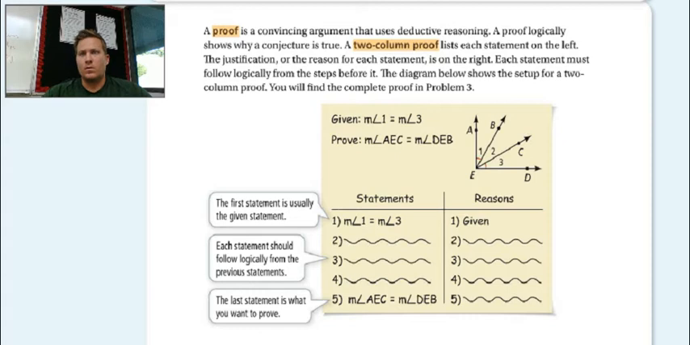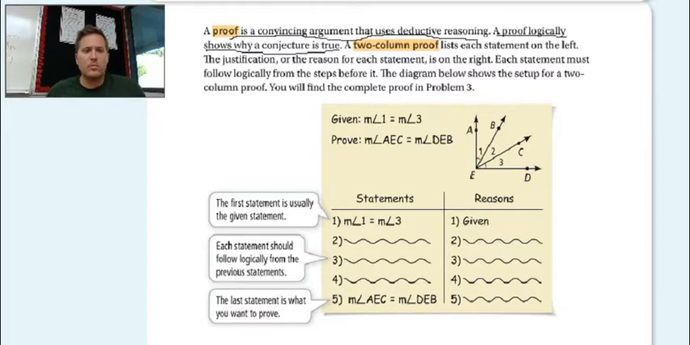Okay? So what is a proof? Again, we talked about it a little bit. A proof is a convincing argument that uses deductive reasoning. We've talked about inductive reasoning and we've talked about deductive reasoning. When we're doing a proof, we are using deductive reasoning, which is facts and statements. Remember when we did inductive, that was looking at patterns. But with our proofs, we are looking at facts and statements. So a proof logically shows why a conjecture is true.